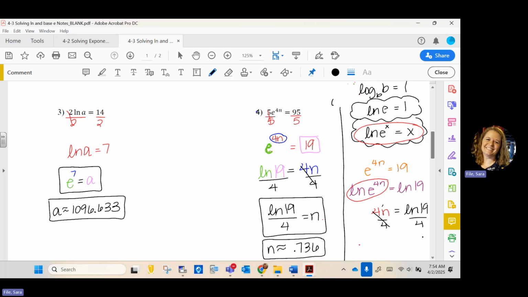I'll go ahead and put an "or" on top of that line. You could solve it either of those ways. If you're familiar with these rules, maybe you think this way's quicker. If not, just stick with the converting from exponential to log. Questions so far? All right, last couple.